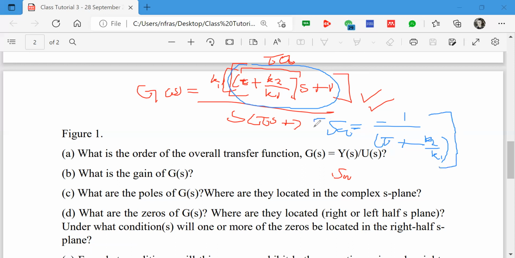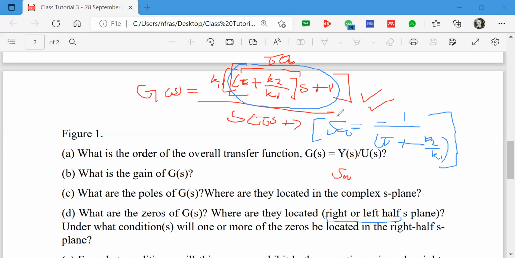Still, you have managed to find your zeros, but there's also the question of where they are located. Is it the right or left half? This is asking about halves, not just the side. So it's the right or left half of the s-plane. They also ask under what condition one or more of the zeros will be located in the right half s-plane. It's quite interesting.